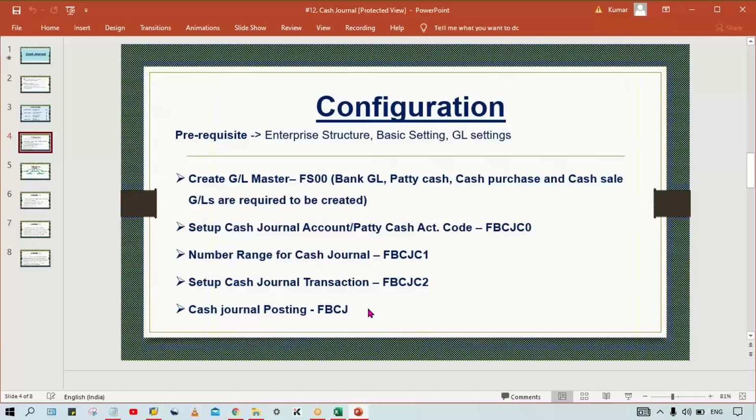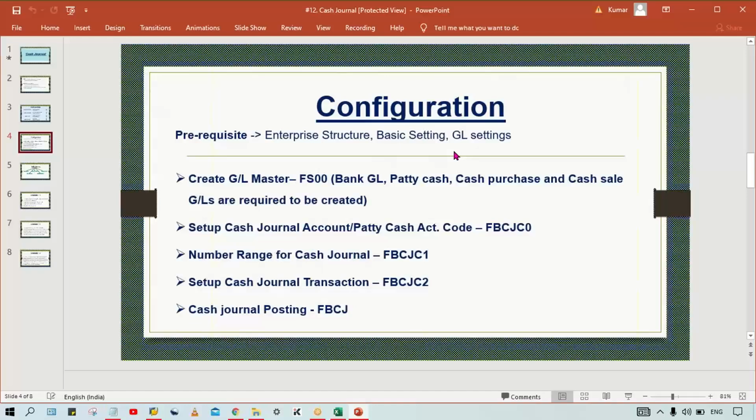Now the question is, how many GL accounts are going to be created, right? How many GL accounts are going to be created? Guys, now how many GL accounts are going to be created, that is not our decision. Again, that is the client decision itself.